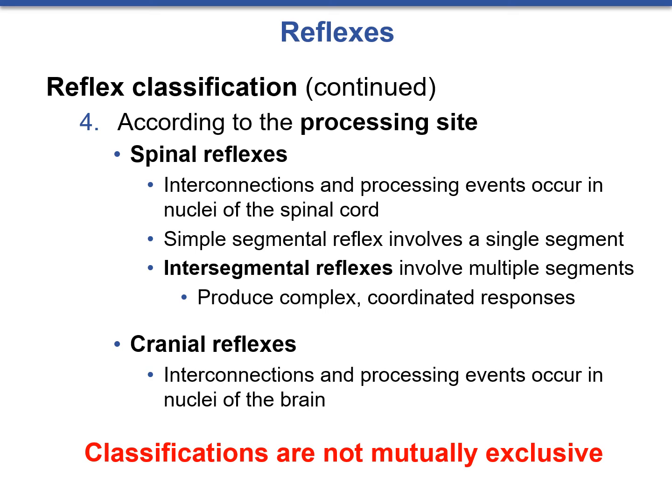A cranial reflex would be interconnections and processing events occurring in the nuclei of the brain. This might deal with different sorts of eye or neck reflexes primarily.